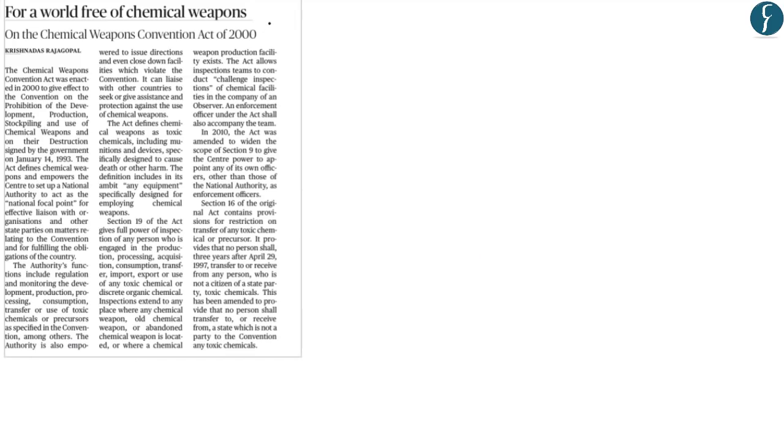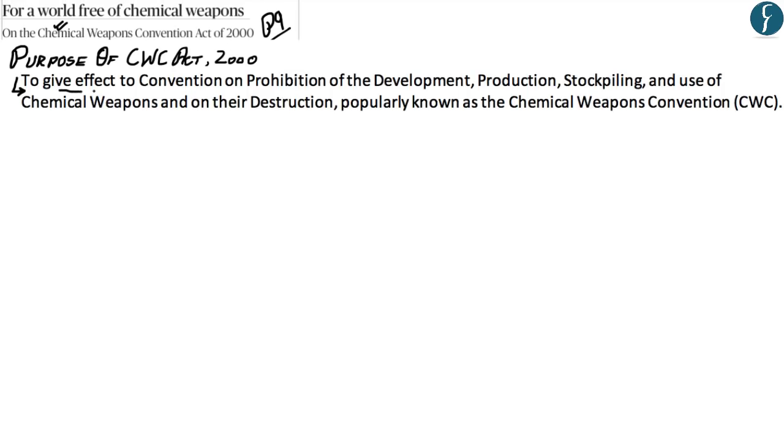Now we have taken this article from the editorial page on page 9. What this article talks about are the various features of the Chemical Weapons Convention Act of 2000. The first aspect that this article talks about is the purpose of the Chemical Weapons Convention Act of 2000, wherein the purpose of this act is to give effect to the Chemical Weapons Convention, or what is actually known as the Convention on the Prohibition of the Development, Production, Stockpiling and the Use of Chemical Weapons and on their Destruction. Now after understanding the features of the Chemical Weapons Convention Act of 2000, we'll try to understand the basic features of the Chemical Weapons Convention.